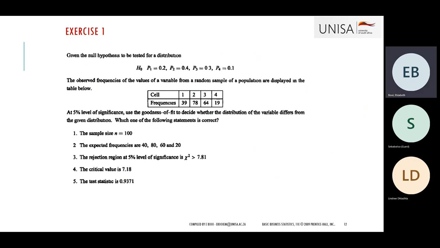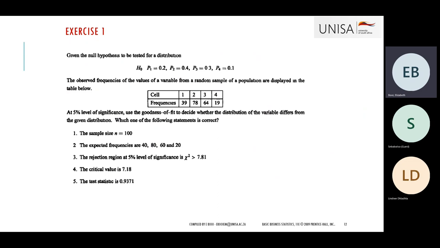Number one, it says the sample size is equal to 100. So we need to check if we add all the frequencies, we will get a number of 100. So you need to add all of them. So that is your total.